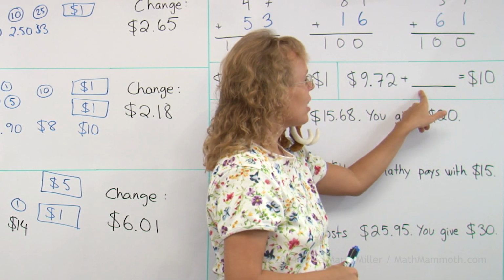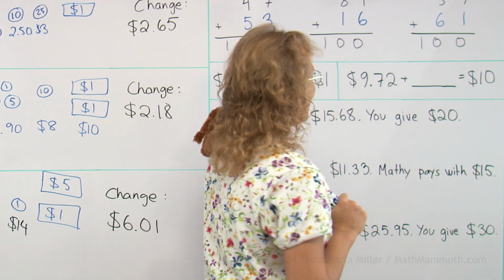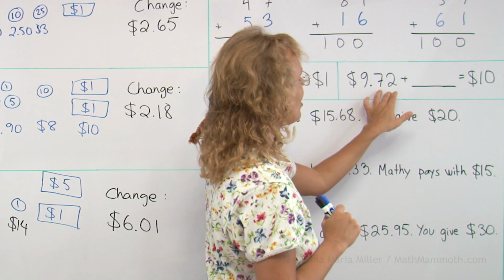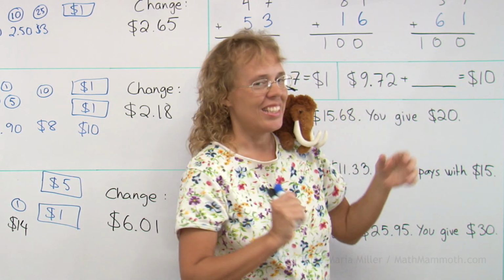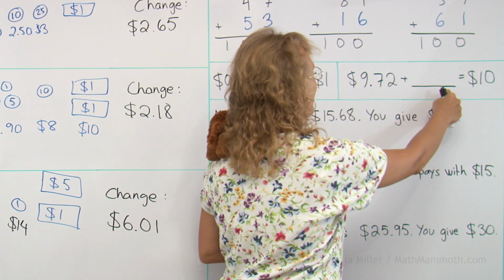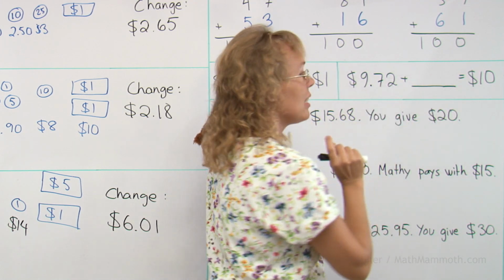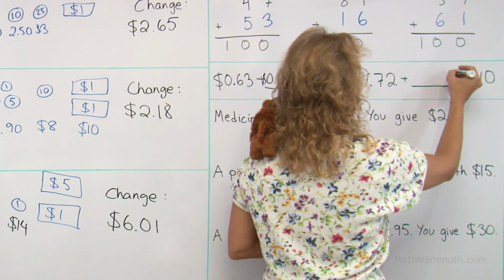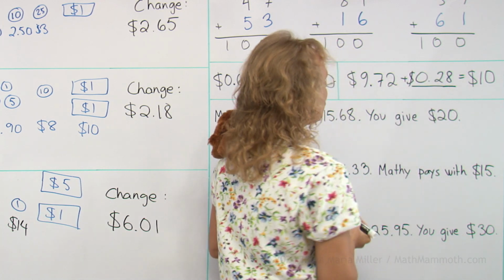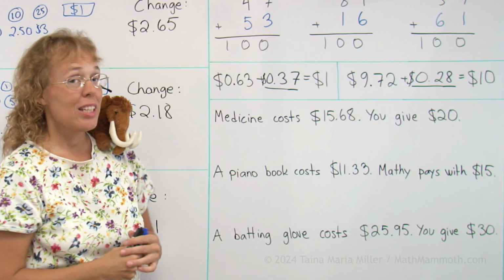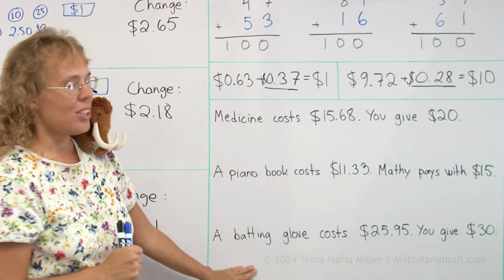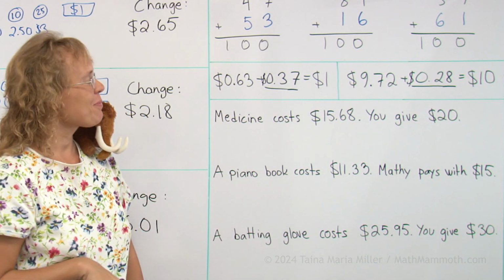$9.72 plus how much makes $10? Okay, we already have $9, so all we need to think about is the 72 cents and how many more makes 100 cents, right? So again, 2 and how many makes 10, and then 7 and how many makes 9. 2 and 8, and 7 and 2. So 28 cents. We can use this idea now when we are figuring out the change for these three situations.